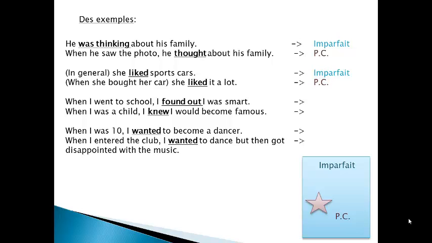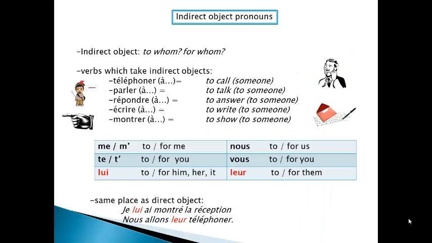When I went to school, I found out I was smart. Passé composé. When I was a child, I knew I would become famous. Imparfait. When I was 10, I wanted to become a dancer. Imparfait. When I entered the club, I wanted to dance, but then got disappointed with the music. Passé composé. Alright, that was a lot of work on passé composé, imparfait. Let's move to indirect object pronoun in the next video.